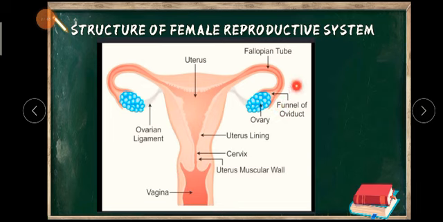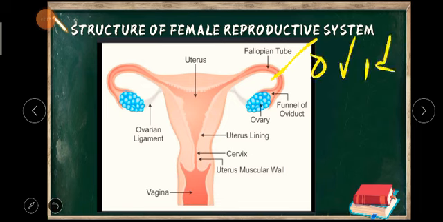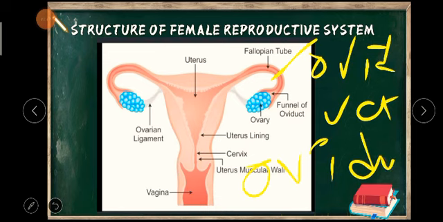These ovaries are connected with a pipe-like structure called the fallopian tube. This ovary is connected with a fallopian tube towards the uterus. Another name for the fallopian tube is the oviduct, O-V-I-D-U-C-T. Fallopian tube and oviduct are the same. It is a tubular structure which carries the ovum produced in the ovary and brings it to the uterus.